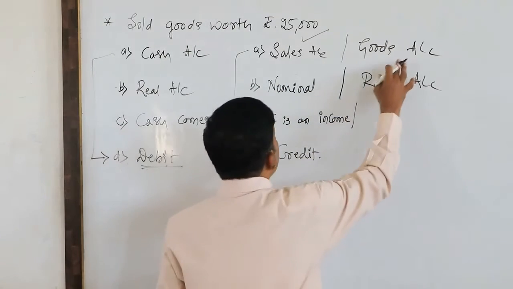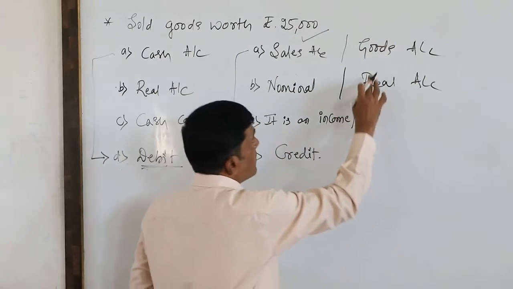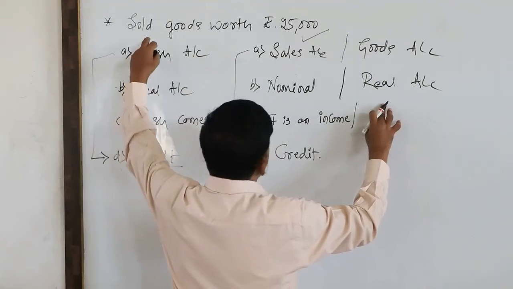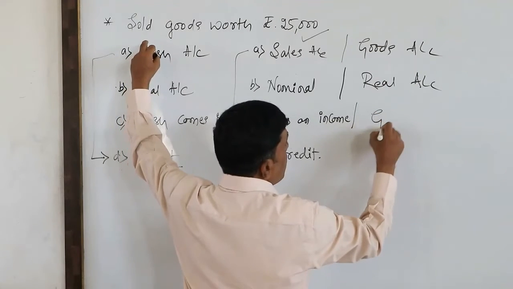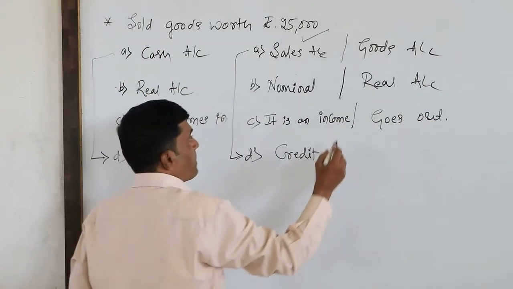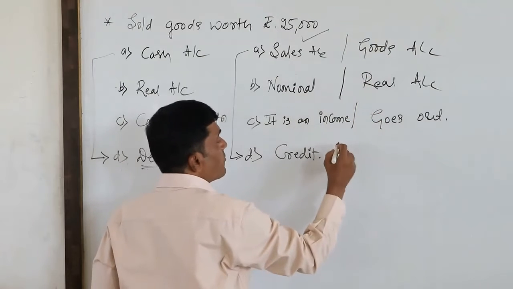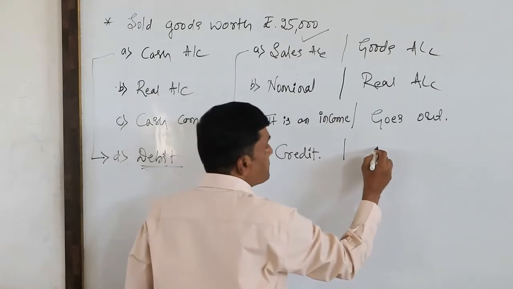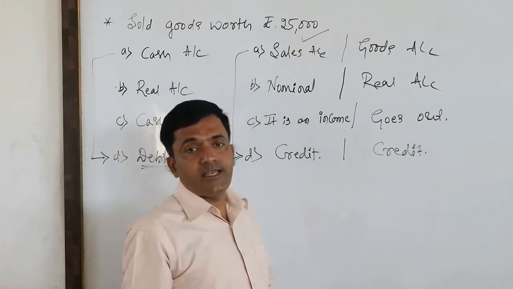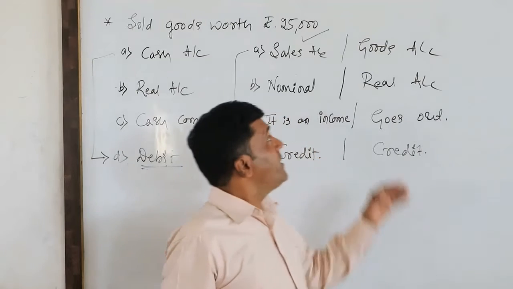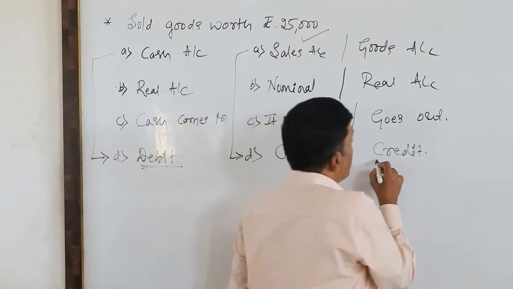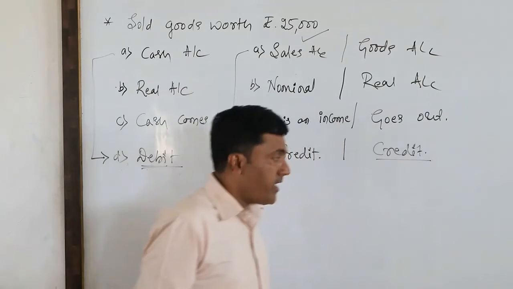If you have taken goods instead of sales, so look here, goods, real account. So goods here, when you sold the goods, it goes out. As per the real account, goods goes out means it is also credit. So as per the real account, debit what comes in, credit what goes out. Here the goods goes out, that is the reason we have written it as a credit as per the real account.